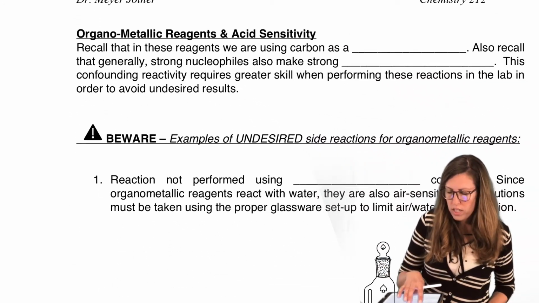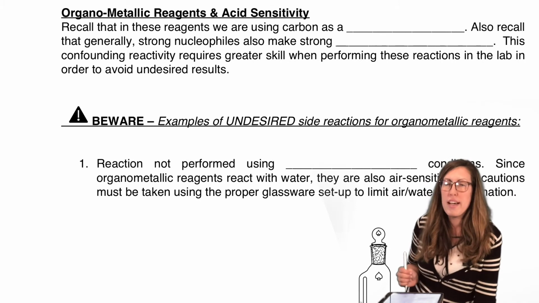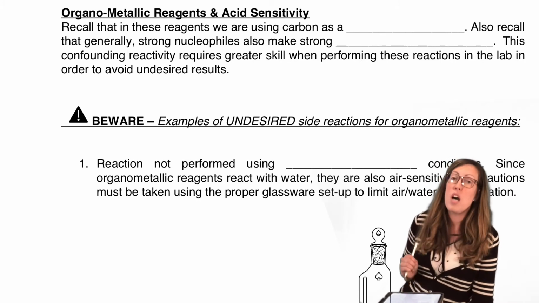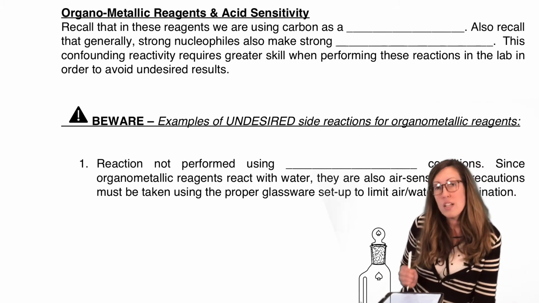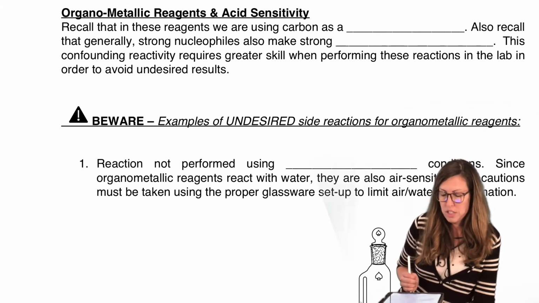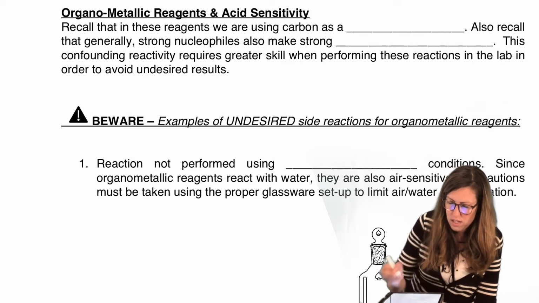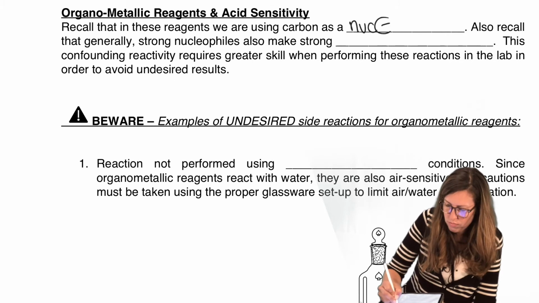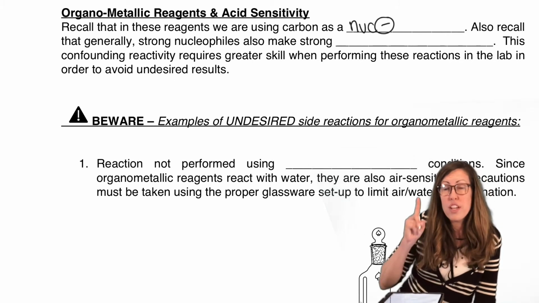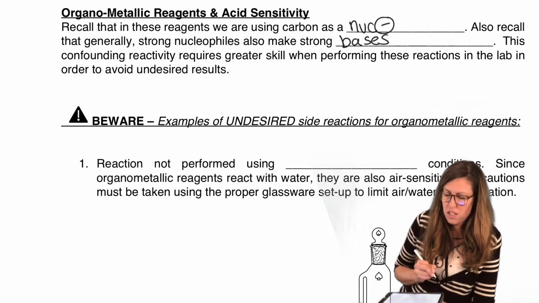Okay, so we're going to have to follow up on that because alcohols are a very common functional group, and they're not allowed to be present while we do an organometallic reaction. Why is that? Well, think about what we're doing. We're using carbon as a nucleophile. And recall that nucleophiles are also usually very strong bases. So what's the problem with that?